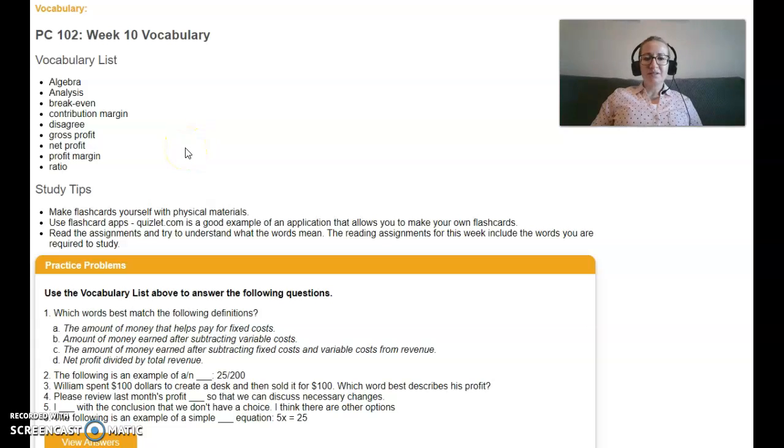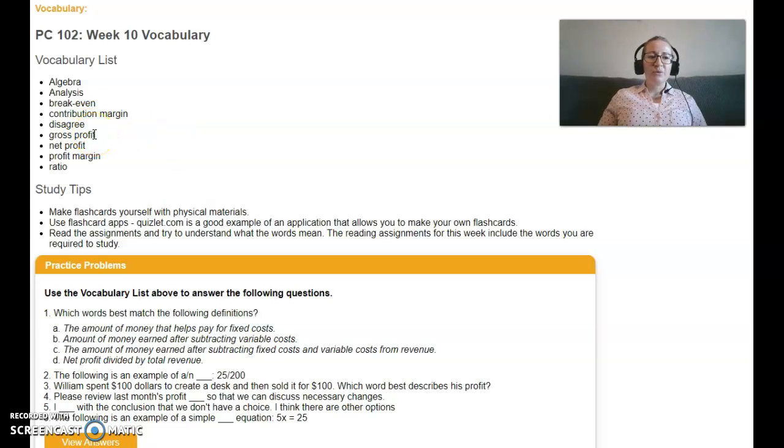The next word is disagree. Disagree means that you have a difference of opinion. For example, I often ask my children to clean the bathroom or do their chores a certain way. They disagree with how I want it done, yet it still gets done.